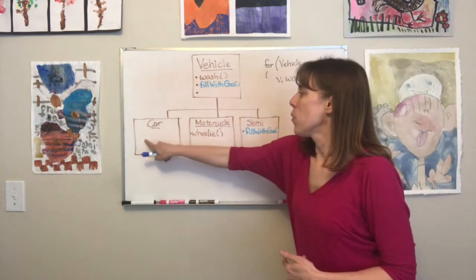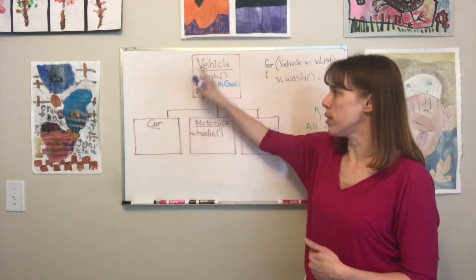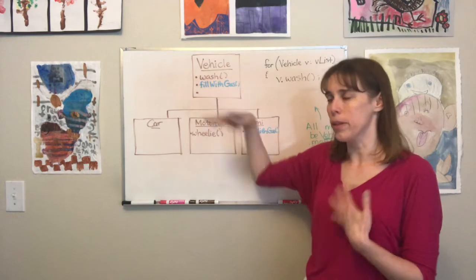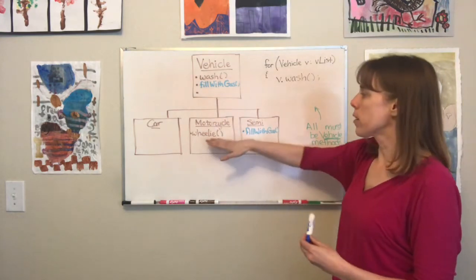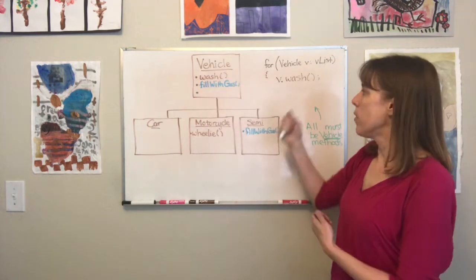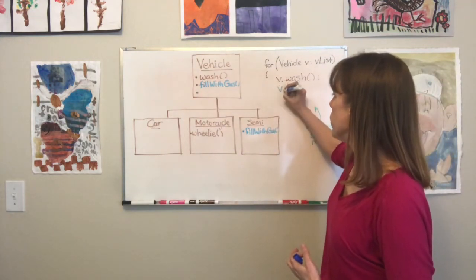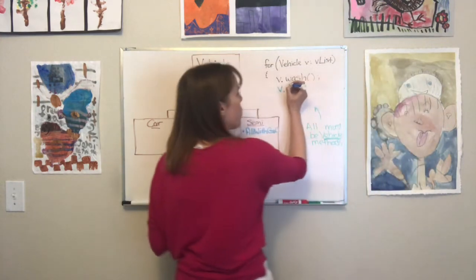And the car washing code lives up here. So car is an extension of vehicle. It'll go find the wash method up there. No big deal. It'll work the same way for motorcycle. It'll go up there. Semi, it'll go up there. Now, if I wanted to fill it with gas, I can still write v.fillWithGas.